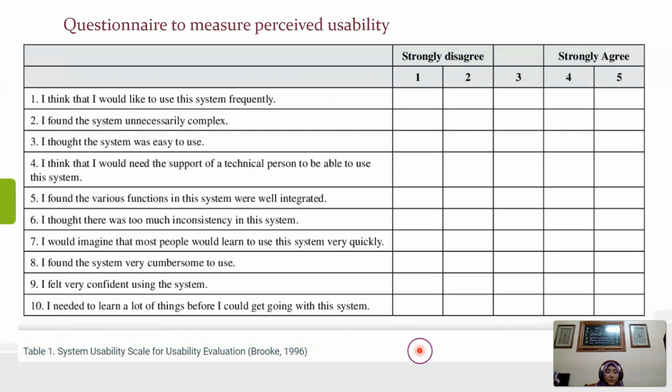So this is an example of the questionnaire. Basically we have 10 questions to measure the system usability, or for usability evaluation. So for your assignments, which is your group work, you will use this questionnaire to get the result.